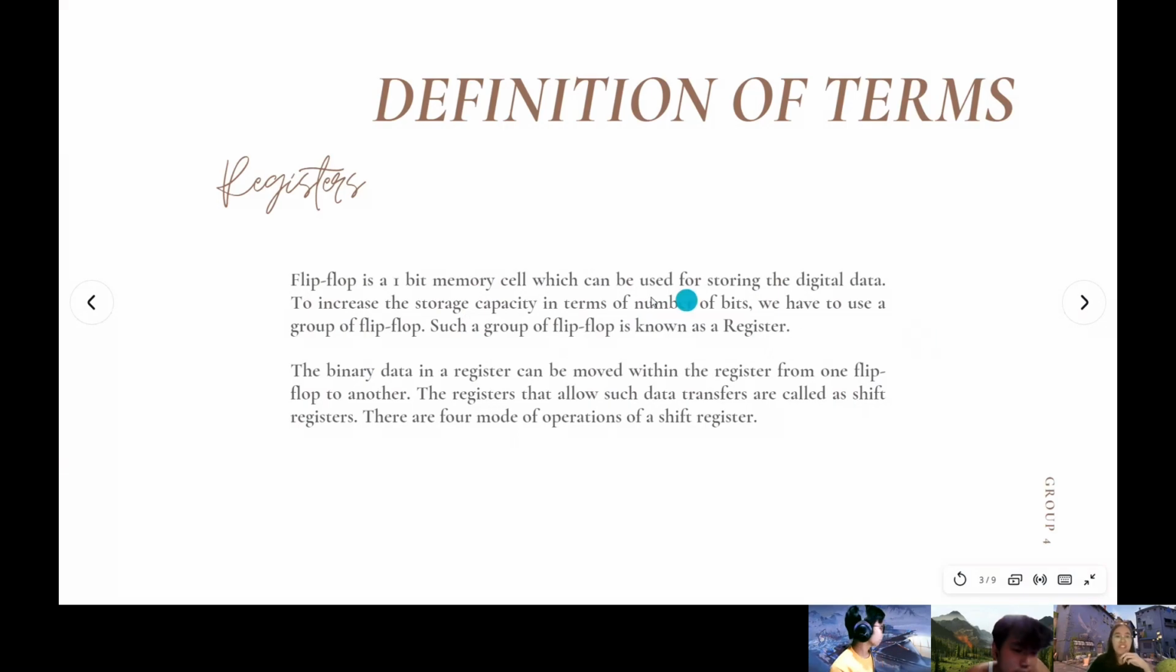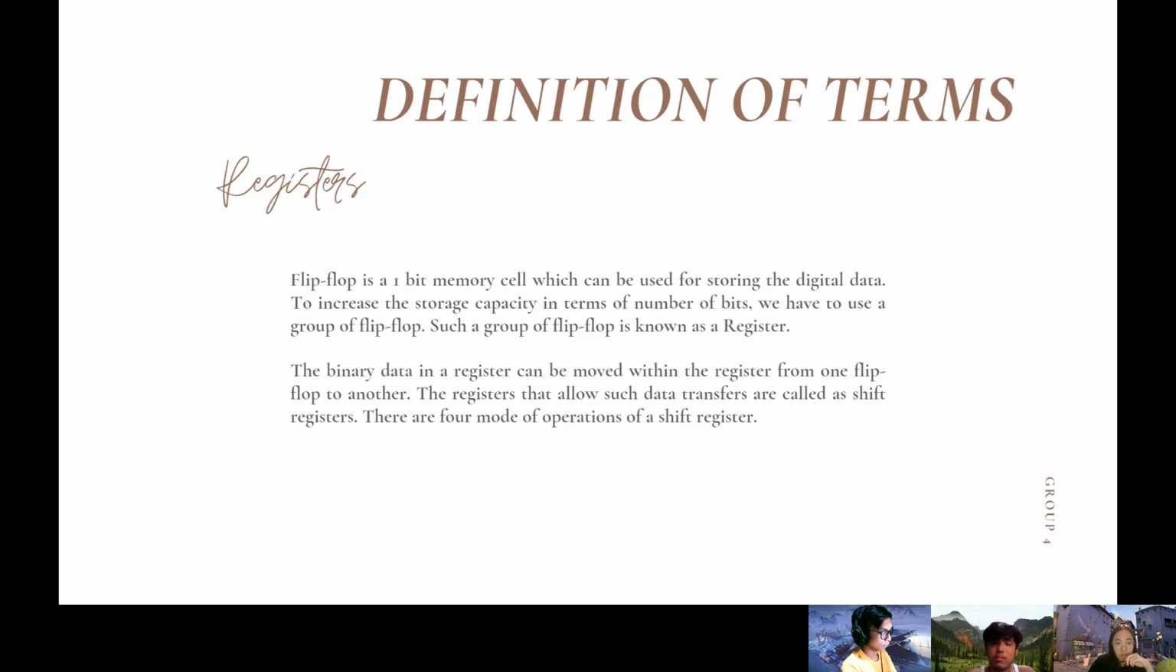So, for the definition of terms, registers: a flip-flop is a 1-bit memory cell which can be used for storing digital data. To increase the storage capacity in terms of number of bits, we have to use a group of flip-flops. Such a group of flip-flops is known as a register. The binary data in a register can be moved within the register from one flip-flop to another. The registers that allow such data transfer are called shift registers.